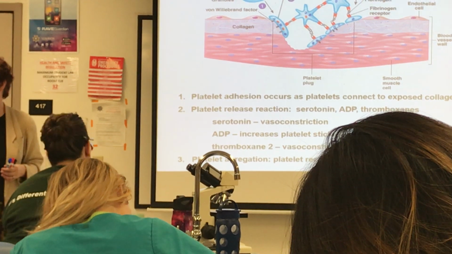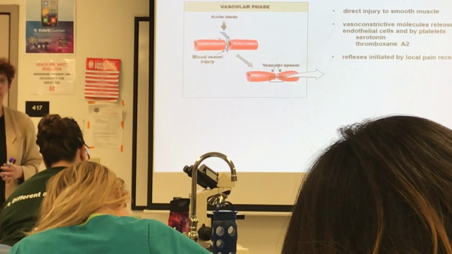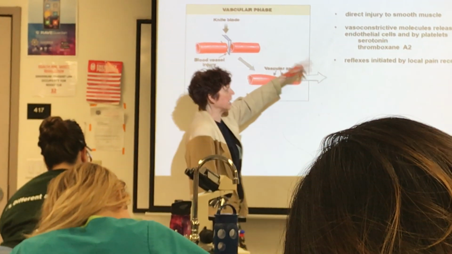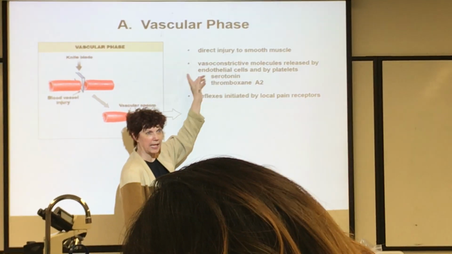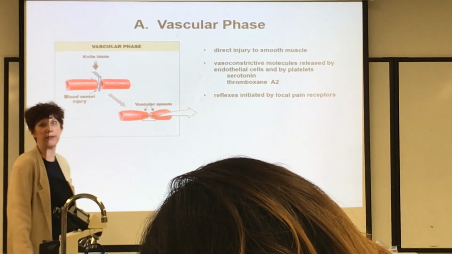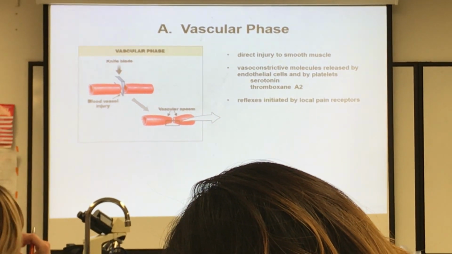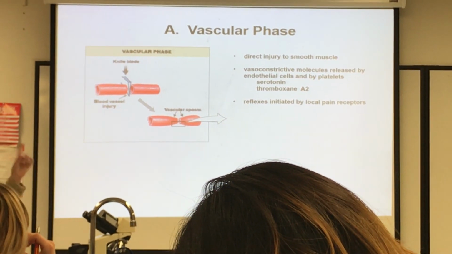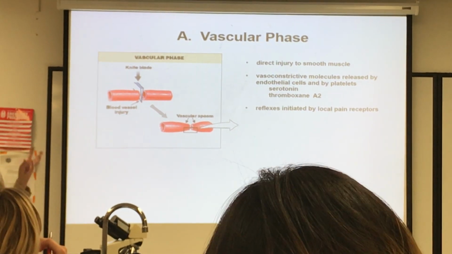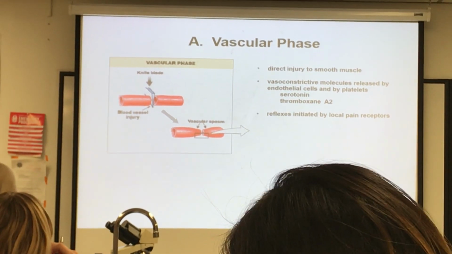So that's why serotonin and thromboxane were listed up here, because after release by platelets, both of them can maintain or further increase the vasoconstriction. Now that's going to slow down blood loss from a cut vessel, okay? But neither of those are clots. So the vessel constriction is not a clot.